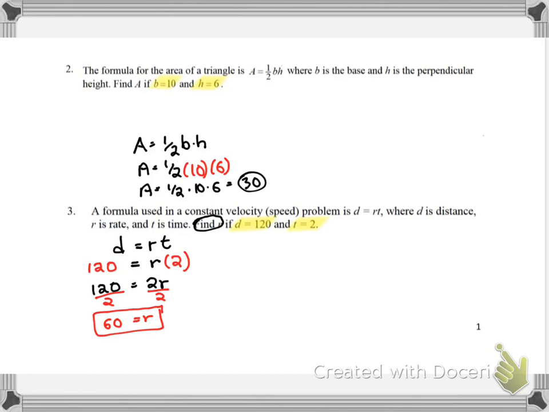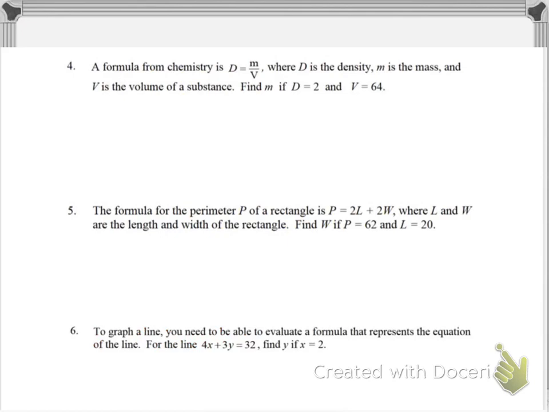Okay, let's do a few more examples. This one says a formula from chemistry is that the density is equal to the mass divided by the volume of a substance.